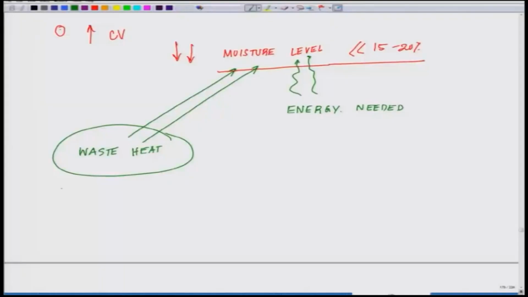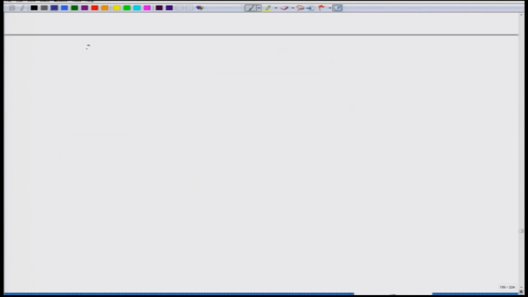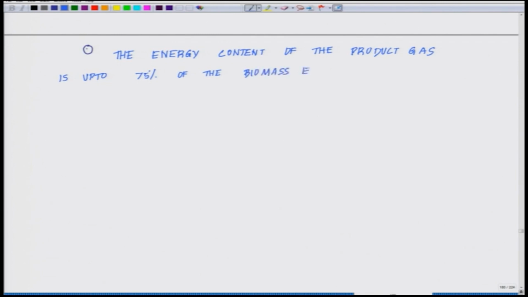Now, the fourth aspect which is worth highlighting is that the energy content of the product gas is up to 75% of the biomass energy content.